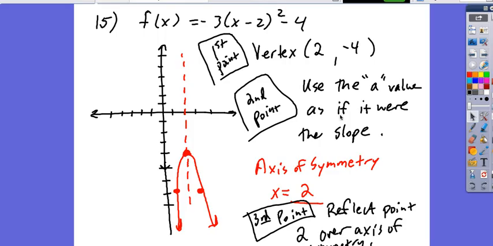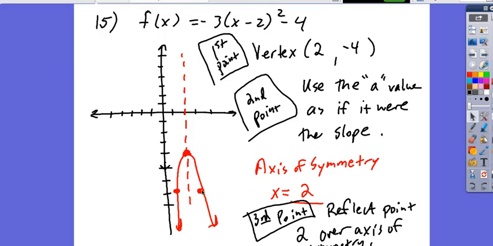So I've graphed my vertex, (2, -4). So to the right 2, down 4. Remember, always put your axis of symmetry through your vertex first. Now I graph my second point using the a value as if it were the slope. So negative 3 over 1. So that's down 3, to the right 1, correct? So from my vertex, I'm going to go down 3, 1, 2, 3, to the right 1 to get my second point. And then my third point is the same as with standard form.